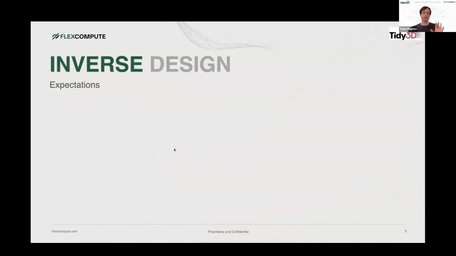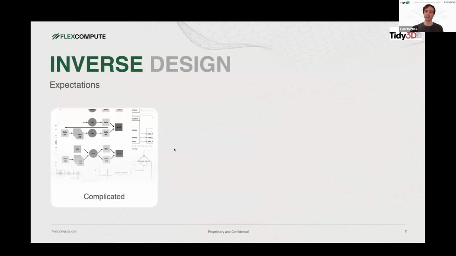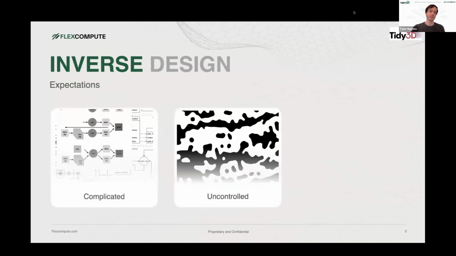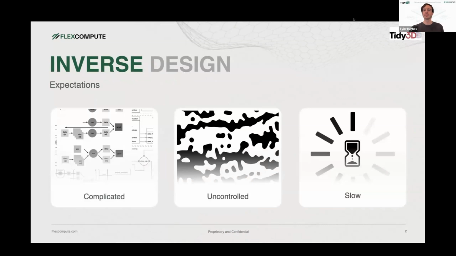Before I do this, I want to touch on a few connotations or expectations that people often have when they think about the term inverse design. People often think it's extremely complicated. They imagine there are all these algorithms, lots of mathematics involved, the adjoint method, and it's very hard to get started with. People also think it creates devices that are kind of crazy looking, uncontrolled and unintuitive. And the last thing people think is that it's typically very slow, so you have to run tons of FDTD simulations, and if you're doing large scale 3D problems, people often think it's infeasible.